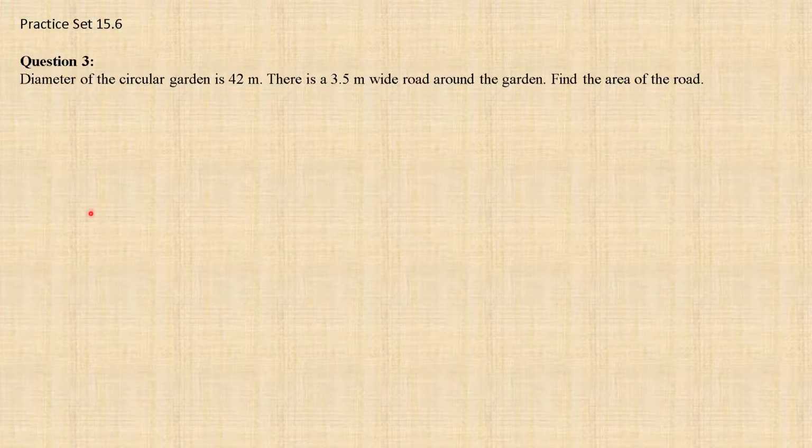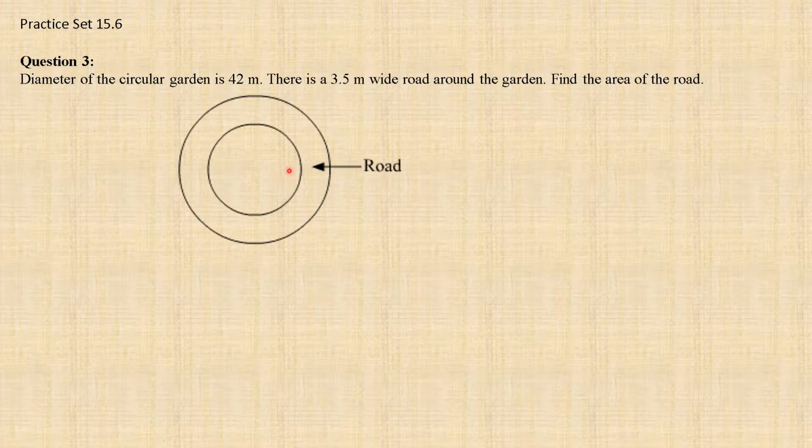Next, practice set 15.6, the third question. Here, the diameter of a circular garden is 42 meters. There is a 3.5 meter wide road around the garden. We have to find the area of the road. So if you see this portion, this circular portion, it is a road and we have to find the area of this circular road. So if you see, this is a concentric circle and we have to find this portion.